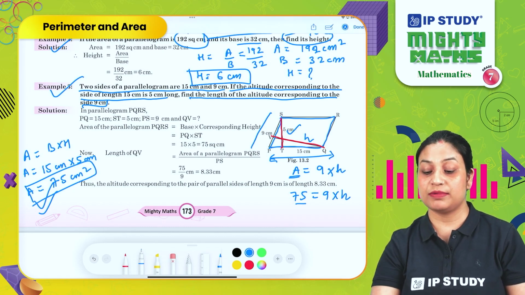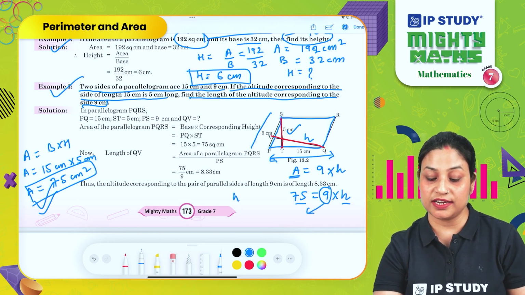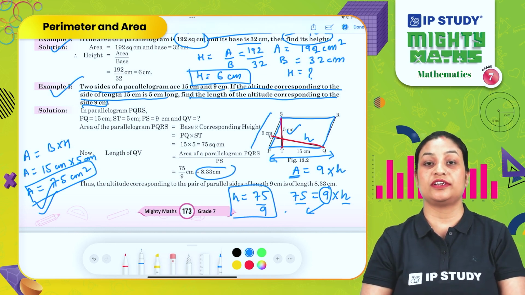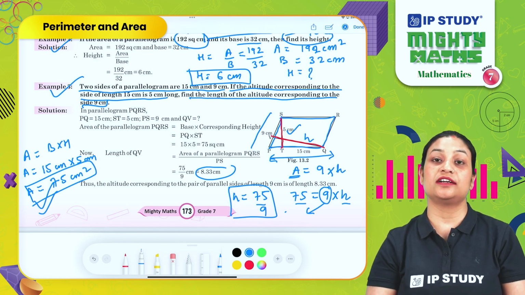Yes, it is. Because simply what you have to do is take this 9 from this side to this side, right? So height is equal to 75 divided by 9. When you solve it, you will get 8.33 centimeter. So students, this is another type of question.